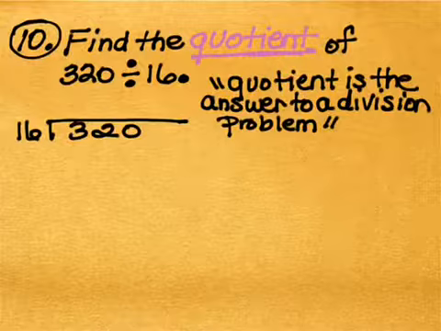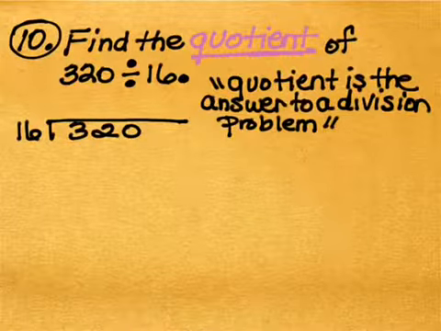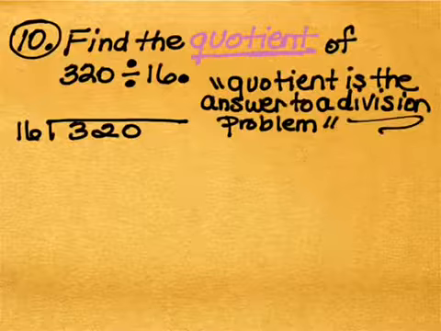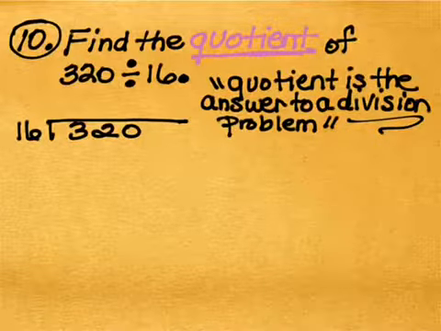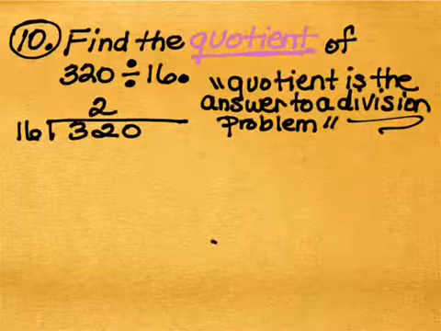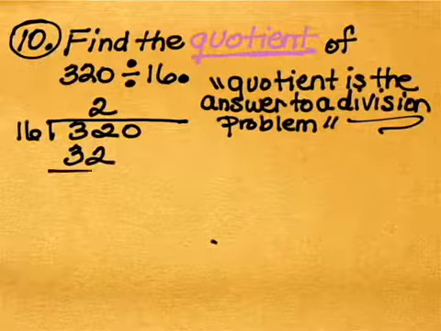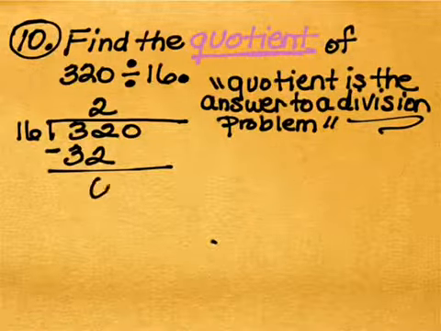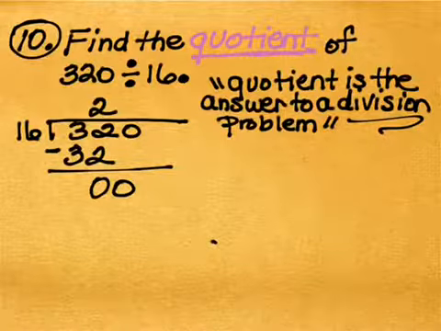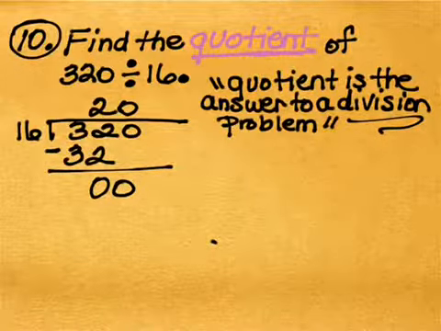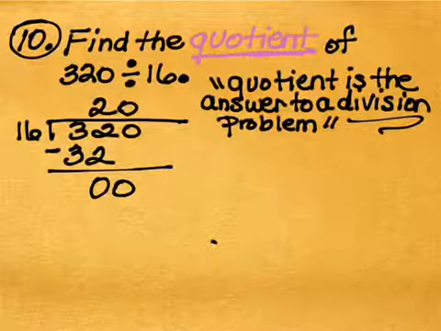The next problem says find the quotient of 320 divided by 16. Remember that a quotient is the answer to a division problem. So 16 times 2 is 32. Well, I have nothing but 0 left over, and if I divide 16 and 0, I get 20. So 20 is my final answer.